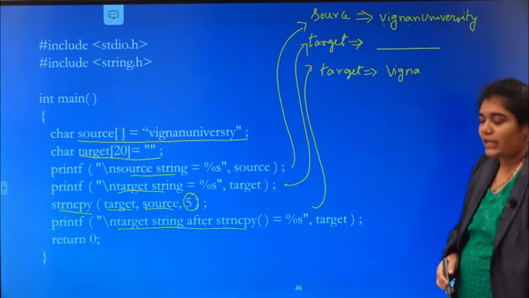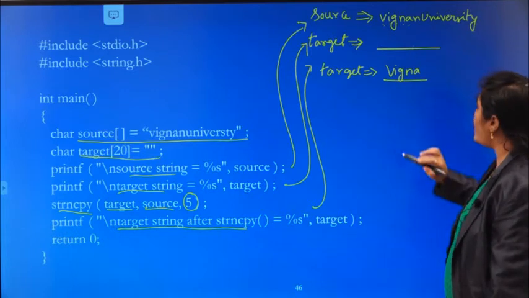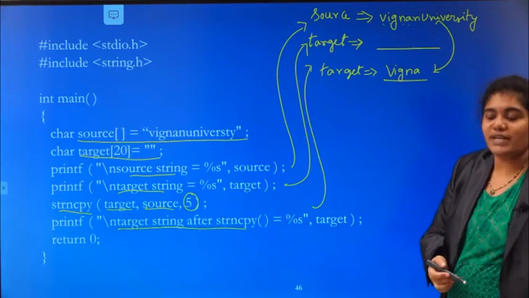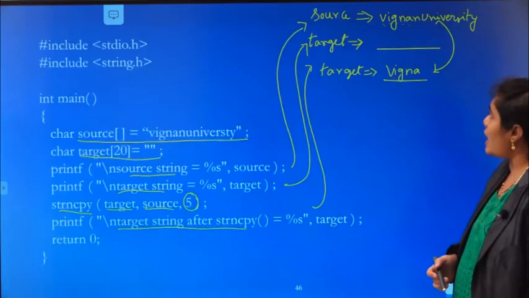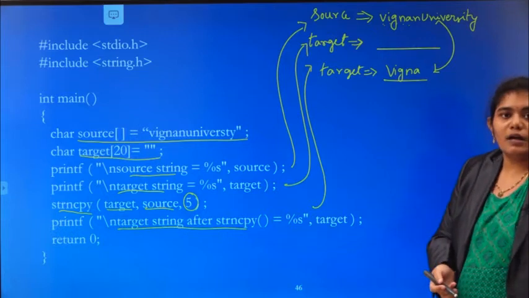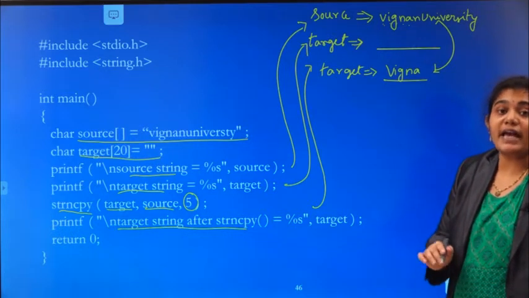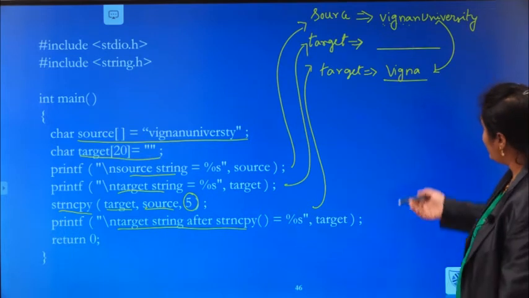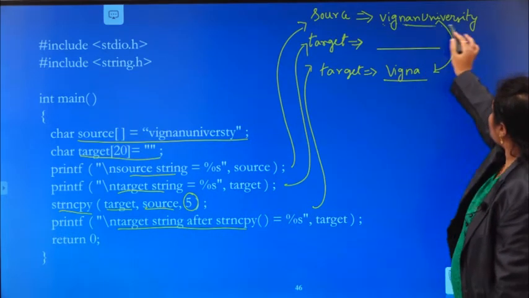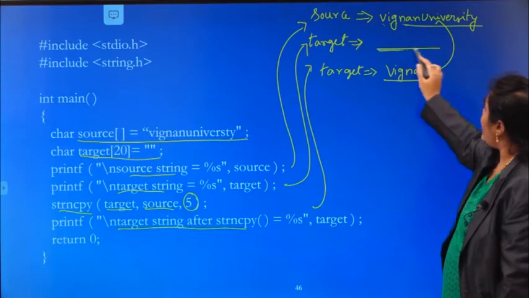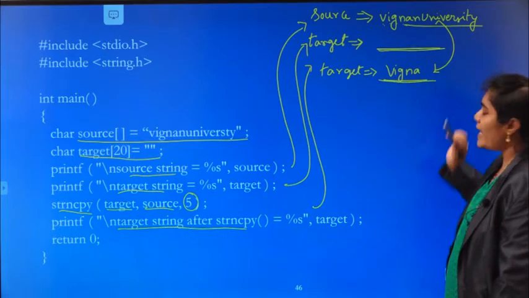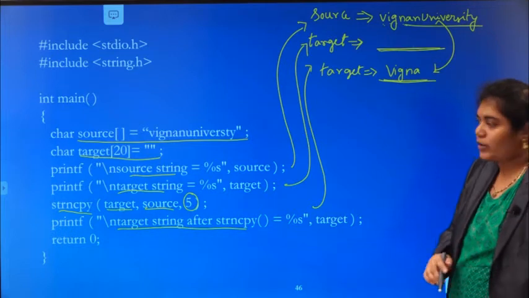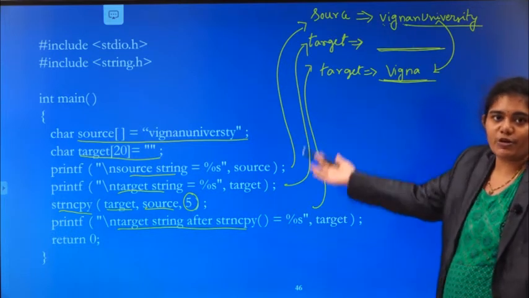Vigna. So only 5 characters you are going to copy from source to destination. That is the output we will get with the help of strncpy. See the output. First we will get Vignan University, an empty space, and again you will get VIGNA. Okay, try to execute all these programs.